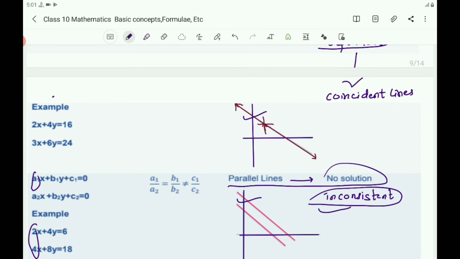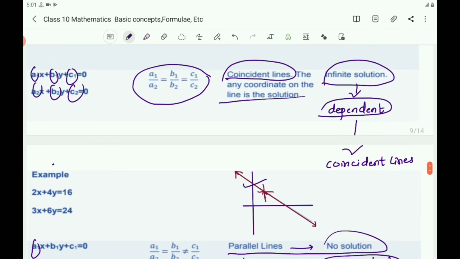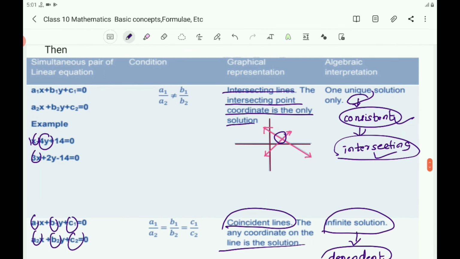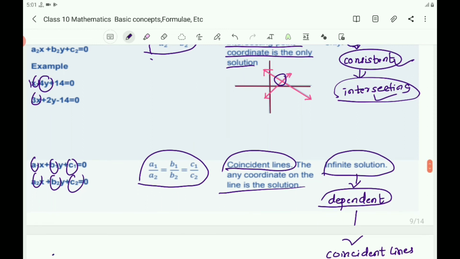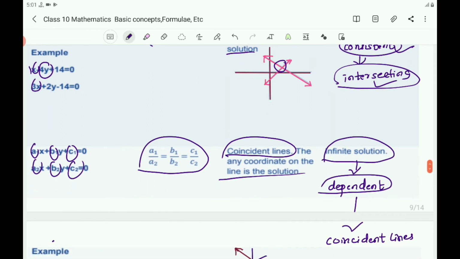Here to discuss the nature, you must find the ratios a1 by a2, b1 by b2 and c1 by c2. So they are having unique solution, intersect at a point, that is a1 by a2 is not equals to b1 by b2. Third ratio is not needed here. Next, a1 by a2 equals b1 by b2 equals c1 by c2. All the ratios become equal if they are coinciding lines, coincident lines. They are having infinite solution, dependent and consistent.